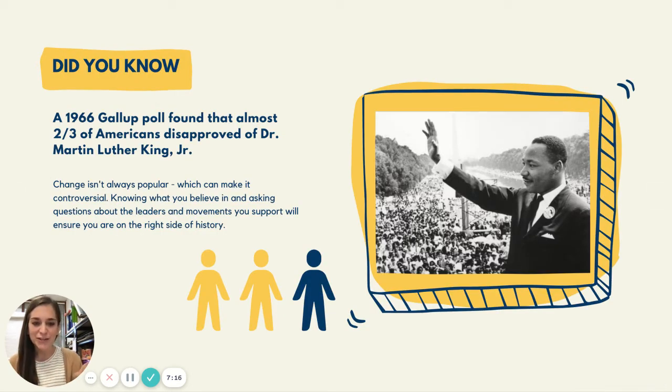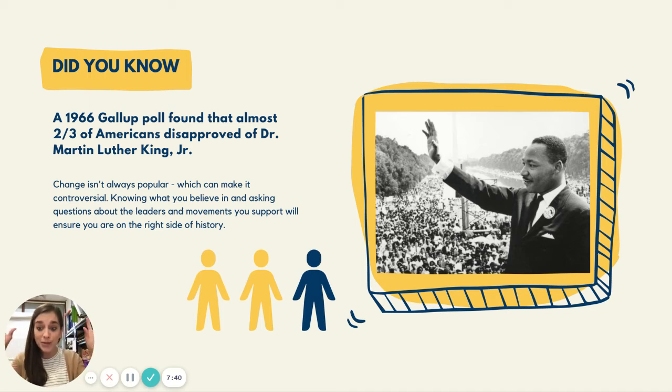And that's why I put a picture of Dr. Martin Luther King Jr. in here. He is someone who stood up and said, this is not okay, and I want a different future for my children, right? But did you know that a 1966 Gallup poll before Dr. Martin Luther King was assassinated found that almost 2/3 of Americans disapproved of him?